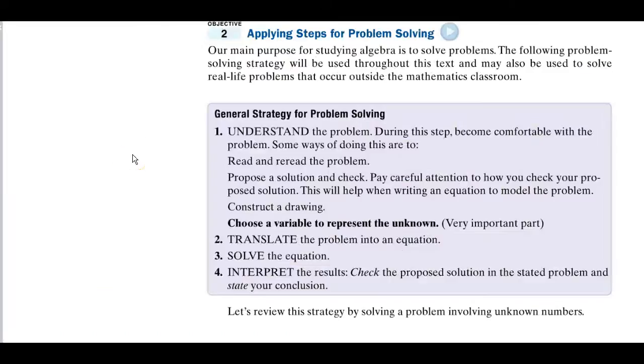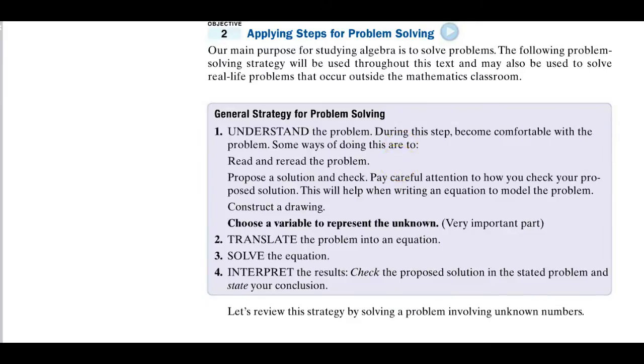So what we've done so far is convert words into algebraic expressions. Now what we want to do is have these algebraic expressions in a form of an equation and then solve it. And there is a general strategy for this.